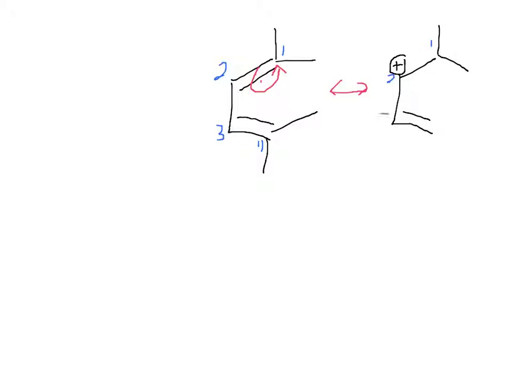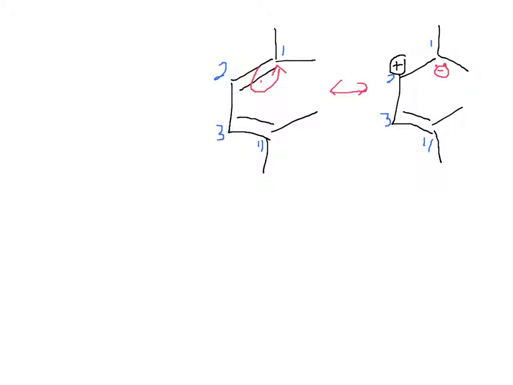1, 2, 3, 4, still drawing in our bonds. Now carbon 1 got both the electrons from the pi bond, so there's a negative charge there. But then the rest is the same.